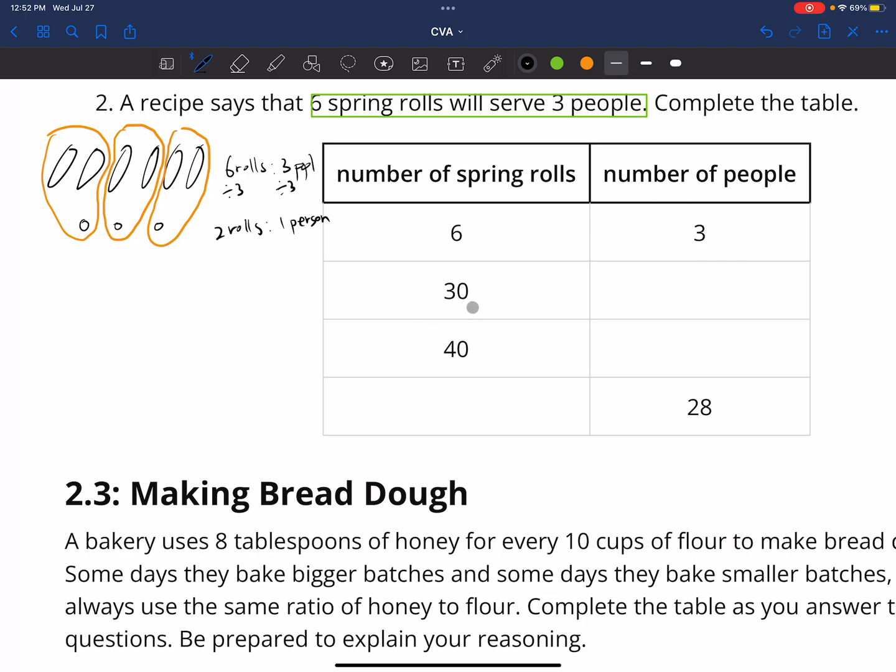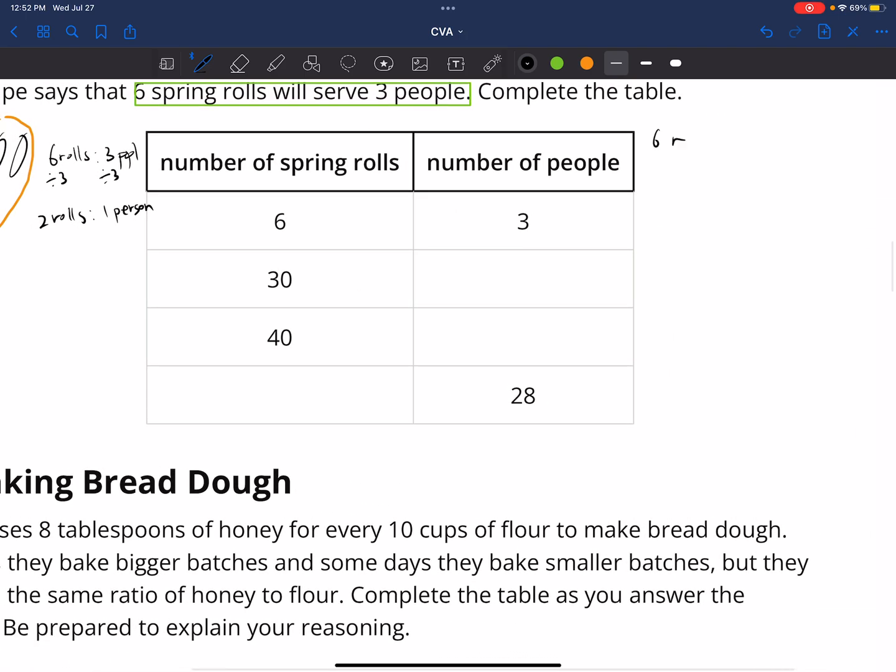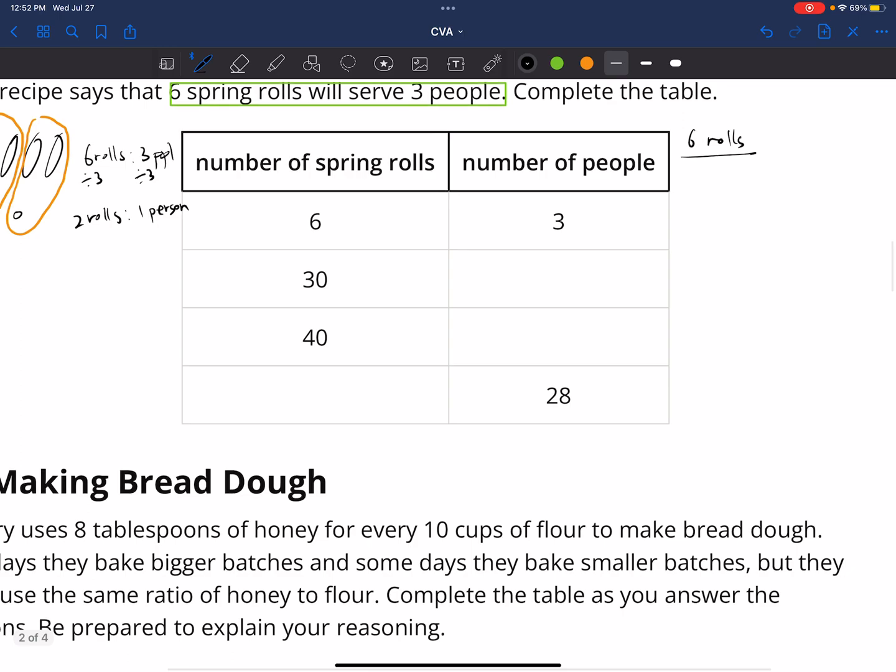Then how about 30 spring rolls, right? Now it's gonna take a while for me to draw the entire thing, but I'm gonna do it because I want you guys to see it visually as well. But I'm gonna just do it mathematically first. You can put it into a fraction if you like. So 6 rolls is equal to 3 people.